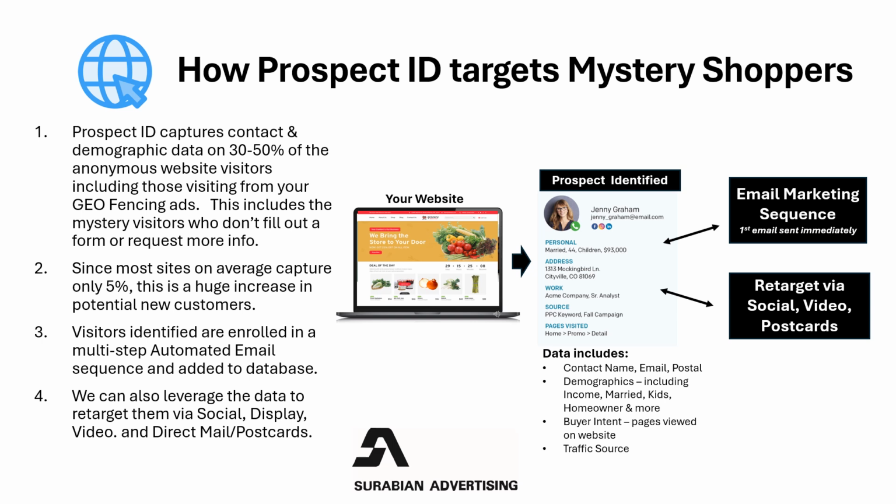So all visitors that we identify are enrolled in a multi-step automated email sequence. We can also leverage the data to retarget them via social media, display. We can even send them some direct mail since we are capturing their postal address. So to give you an idea, some of the data we're gathering here, it's contact, email, postal, demographic data, what's their estimated household income, are they married, do they have kids, are they a homeowner, and a lot more. The other thing we capture is buyer intent. What pages of your website are they looking at? And finally, what is the traffic source? This allows you to really understand if your marketing is working and if it's driving people to your website.